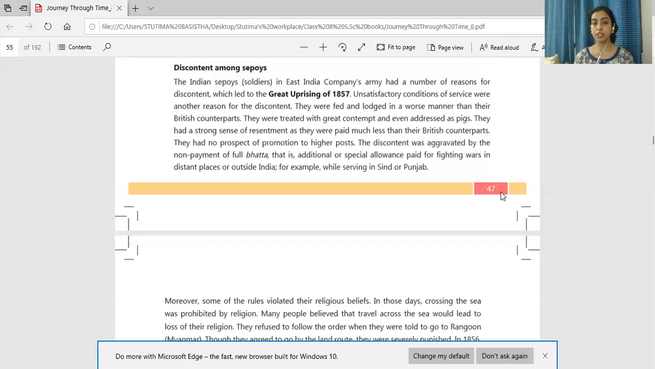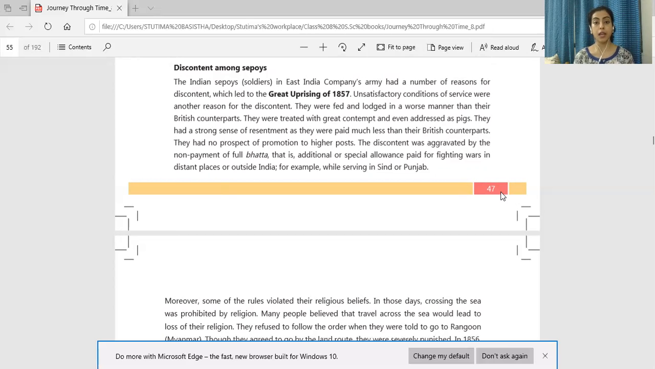On the other hand, the British soldiers were given all the facilities. So there was discrimination between the Indian soldiers and the British soldiers. All right, and also they were treated with great contempt. The Indian soldiers were insulted every time, and they were always addressed as pigs. All right, and also the Indian soldiers were paid less in comparison to the British soldiers. And also the Indian soldiers were not given the full payment of bhatta.